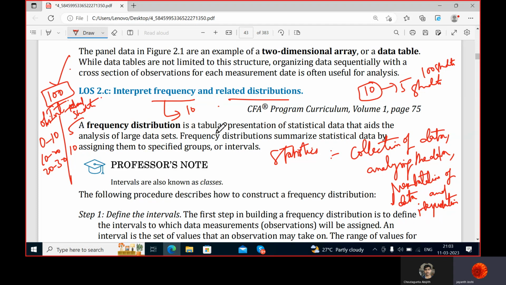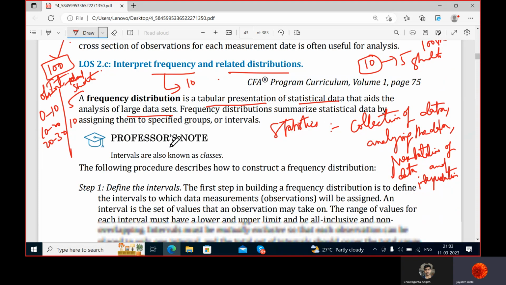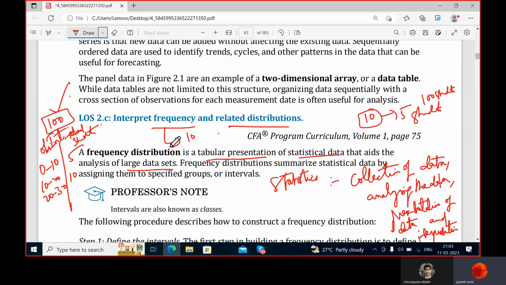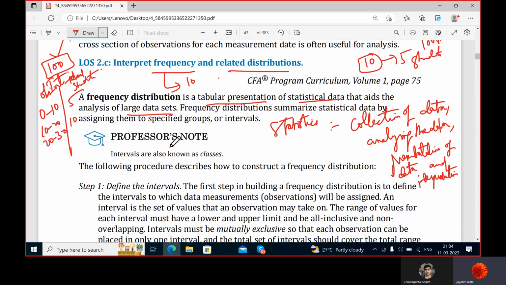So a frequency distribution is a tabular presentation of statistical data that aids the analysis of large data sets. And I already told you, when you have very large data, you always have to go with the frequency, correct? For small data, you need not go for frequency. As I said, if there are 5 students and they scored some marks, you can take the data and find the average. But if the data is large, there you have to make a frequency distribution and then you can find the average, or the mean, median, whatever it can be. That we're going to discuss in the later part.